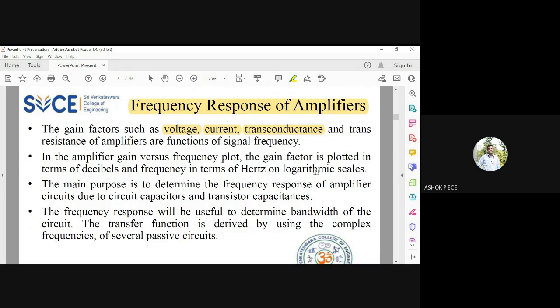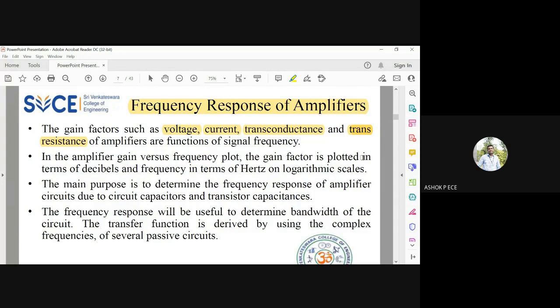Can anybody say what is the expression for conductance? Conductance equal to... the formula for conductance. Nobody else is there in the class. What is the formula for conductance? Resistance. What is the formula for trans conductance and trans resistance?